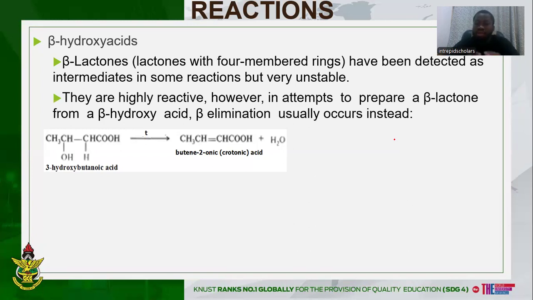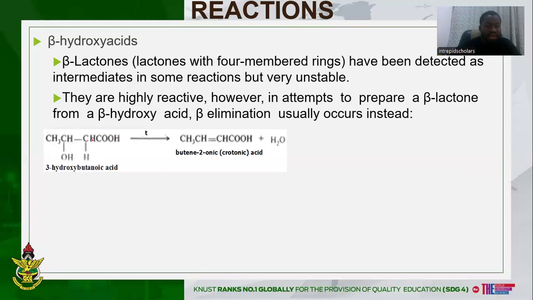Now let's look at what happens to beta. We've already talked about this, but not explicitly like this one, right? So we are saying that beta lactones have been detected as intermediates in some reactions, but are unstable. Because they are unstable, they will not form largely, right? They are highly reactive. However, in an attempt to prepare a beta lactone from a beta hydroxy acid, elimination usually occurs instead.